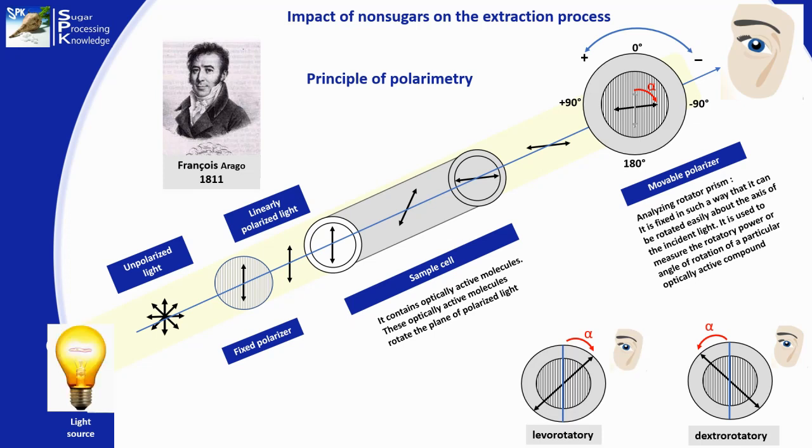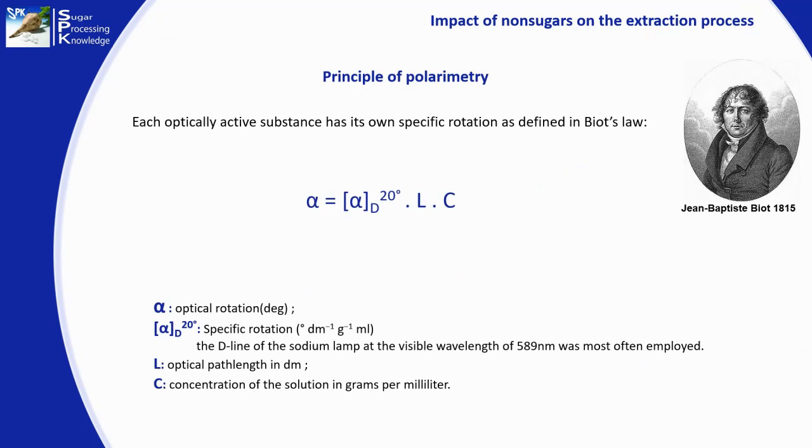Each optically active substance has its own specific rotation as defined in Biot's law. The rotational power or the angle of rotation of the plane of polarization of the solution is equal to the specific rotation of the dissolved active substance, which is a function of the wavelength of the light used, multiplied by the optical path length, multiplied by the mass concentration of the active substance.